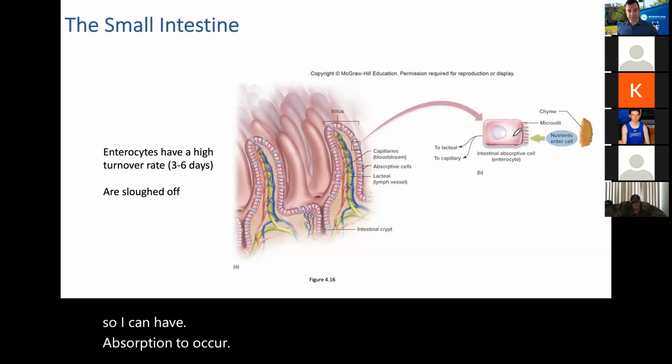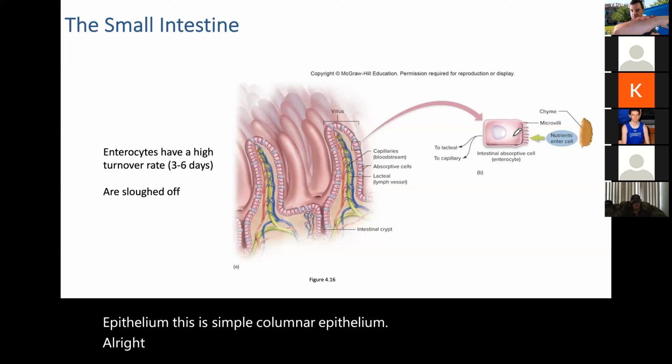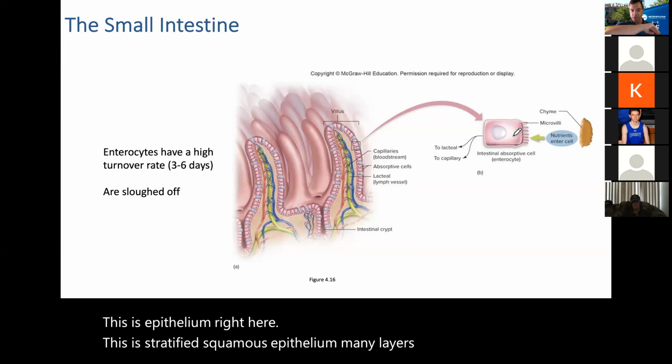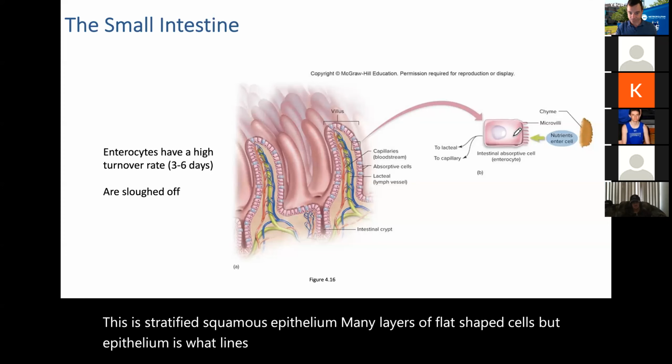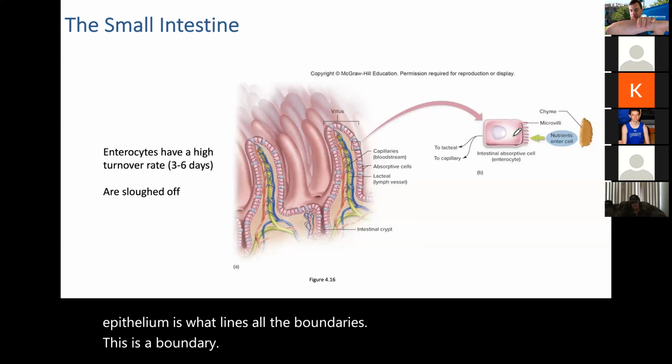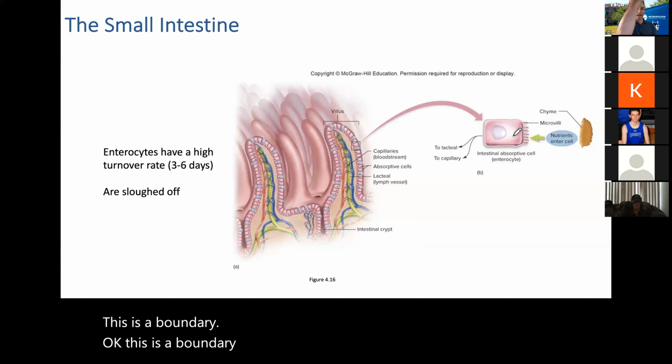As you can kind of see, this is simple columnar epithelium. This is epithelium right here. This is stratified squamous epithelium, many layers of flat-shaped cells. But epithelium is what lines all the boundaries. This is a boundary. These are highly regenerative epithelial cells.